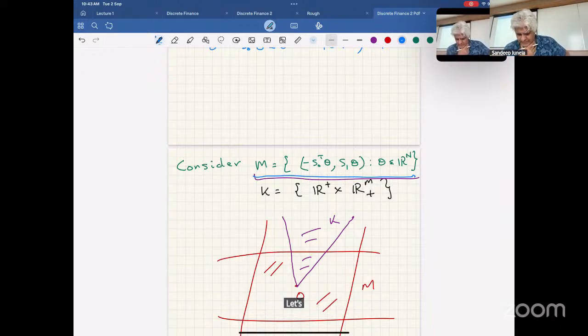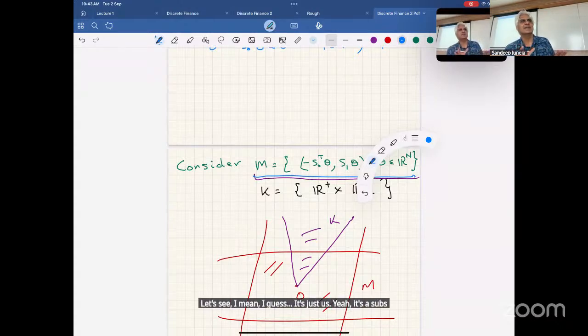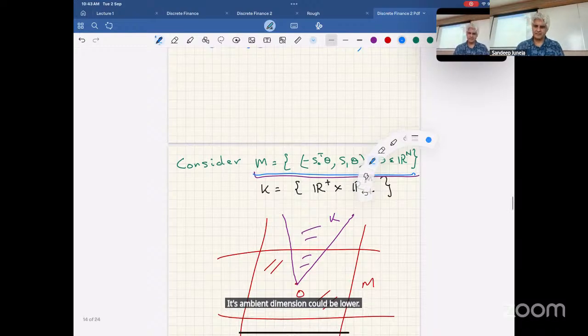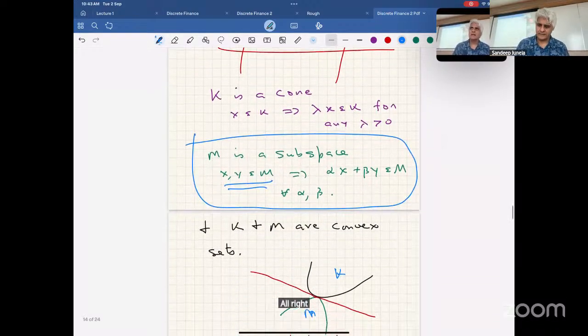Let's see. I guess it's just a subspace in Rn plus 1, right? Because the left-hand side guy is a real number. Right now, I've not claimed that its dimension is n plus 1. That may or may not be true, but it's a subspace in Rn plus 1. Its ambient dimension could be lower. All right.